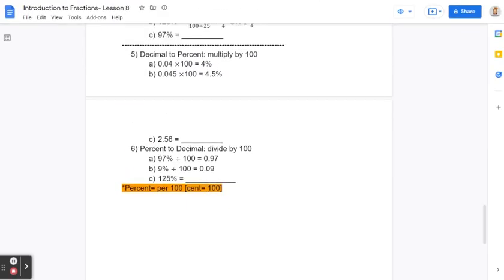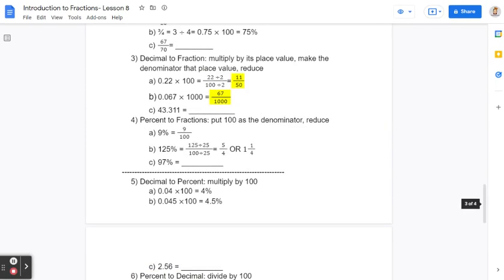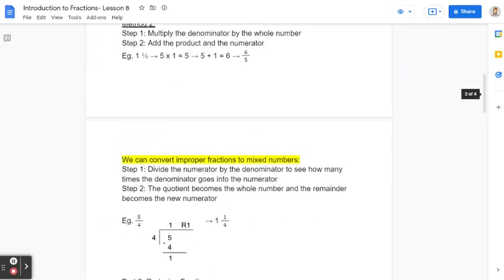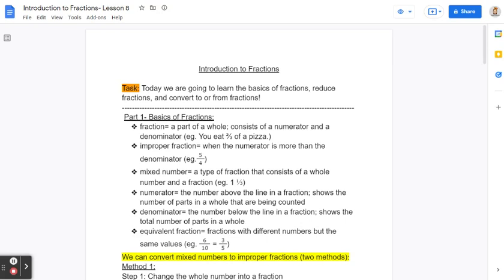So basically, with that being said, that's the end of our lesson for Introduction to Fractions. And we're going to be having a couple more videos on fractions, and it's going to get a little more challenging. Not to say that to scare you, but it's just that we're going to do more adding, subtracting, and working with operations.